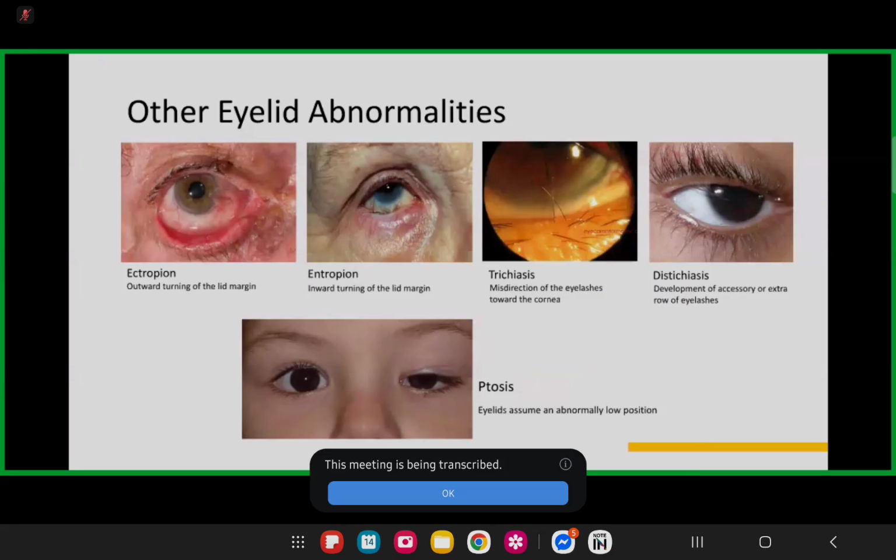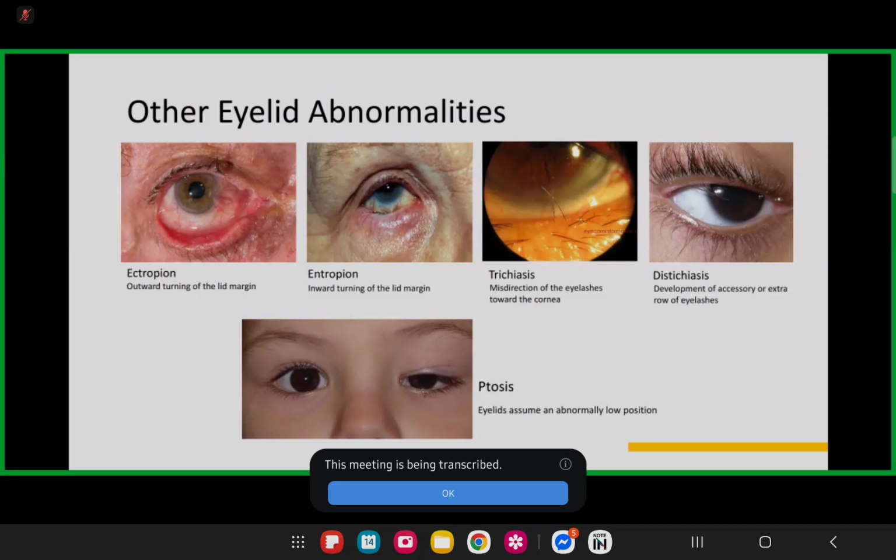Okay, so those three diseases are the most common, no? But there are other eyelid abnormalities that we won't be going deeper into, won't be having a deep discussion. So some abnormalities include your ectropion. On that photo, you would see that the eyelids are outward turning, as compared to an entropion, where the eyelids are inward turning. So those are two other abnormalities about lid malpositions.